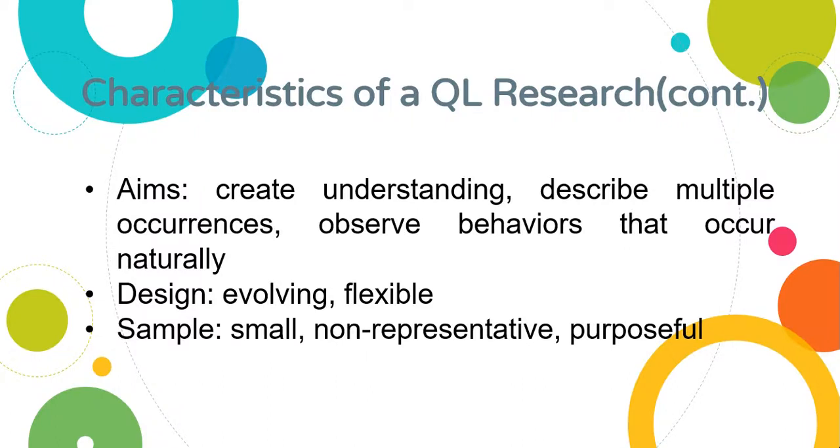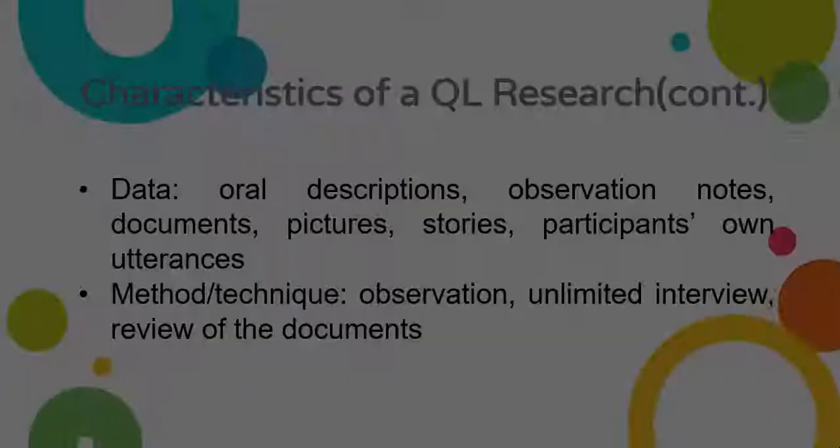Normally in qualitative, it involves a small sample or small number of respondents. The sampling method normally is purposive because you have a specific sample that you identify to be involved in your research. So qualitative does not include so many participants or respondents, compared to quantitative, which can involve so many respondents.